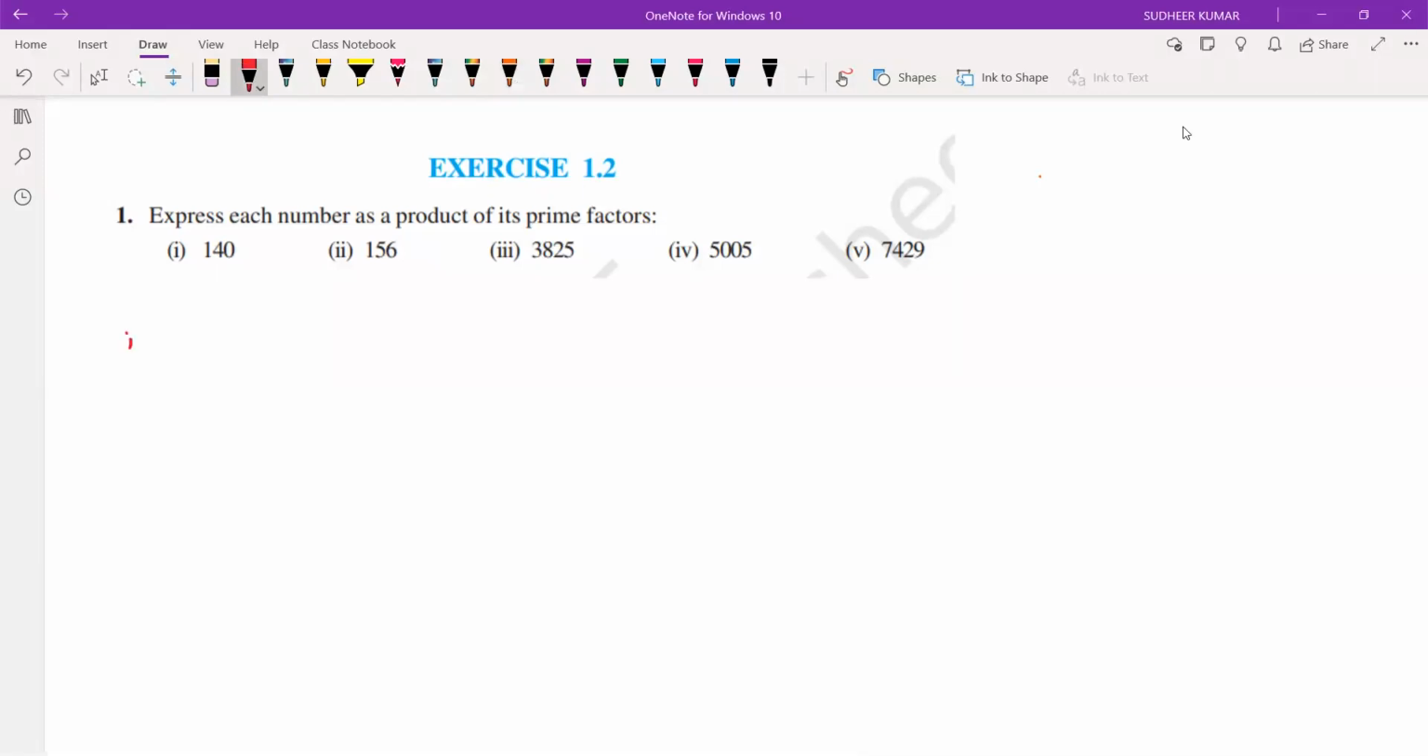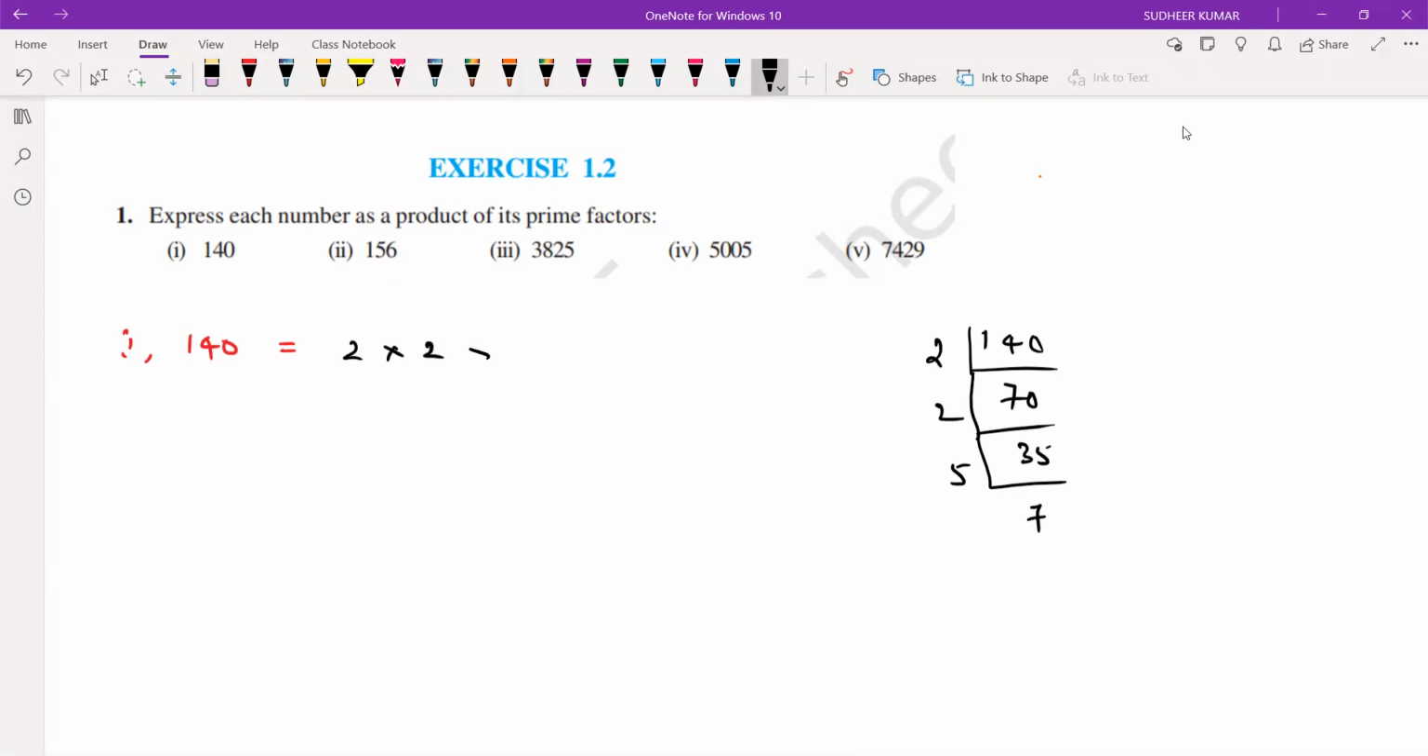So the first question is 140. How can we write 140? There are two methods. This method is familiar, so let us see this first. 140 is 2 times 70, 2 times 35, then 5 times 7. So all are prime numbers. That's it, we need not proceed further. Then this can be expressed as 2 times 2 times 5 times 7.